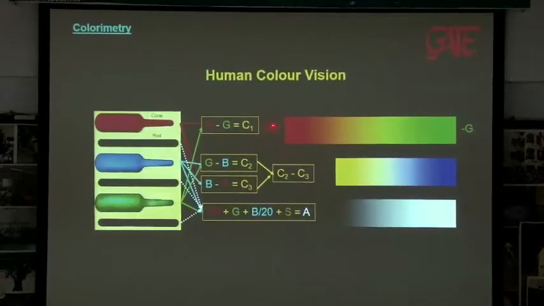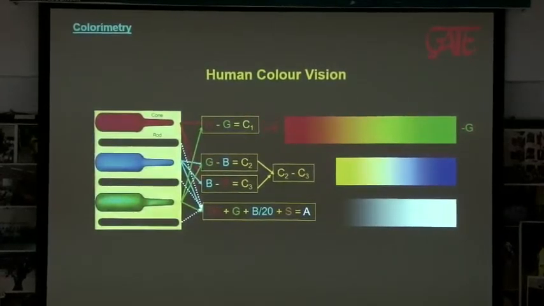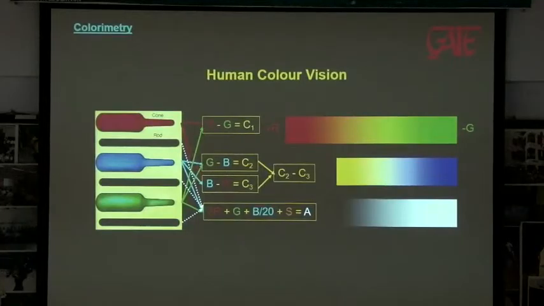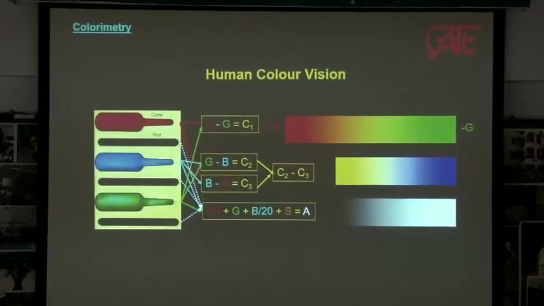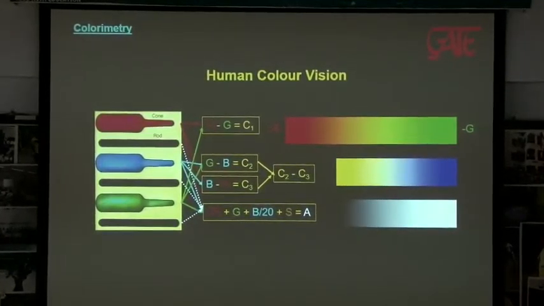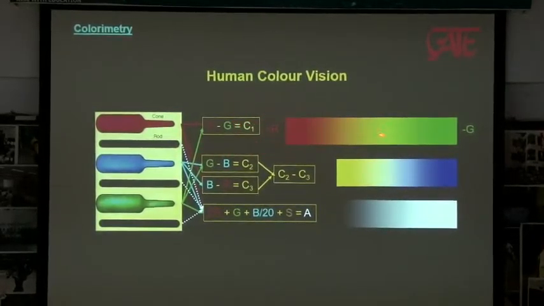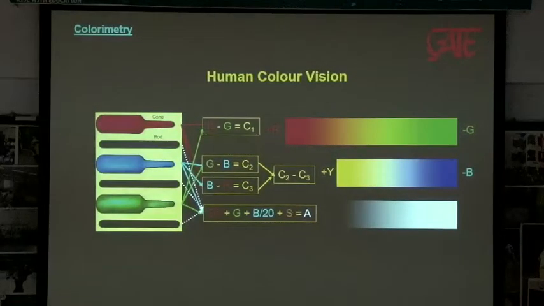So red and green, therefore, go on the opposite sides. You can never get a color which is reddish green. It's either red or green. Okay. For this equation, when the value is positive, the brain interprets it as yellow. Okay. And when the value is negative, the brain interprets it as a blue color.